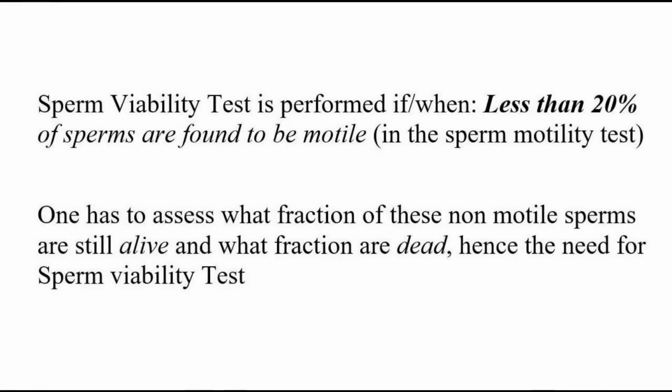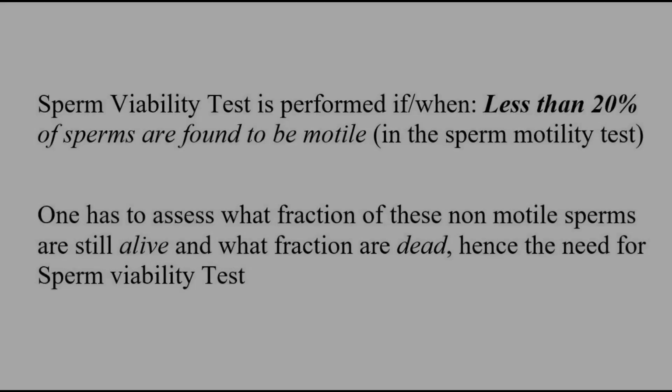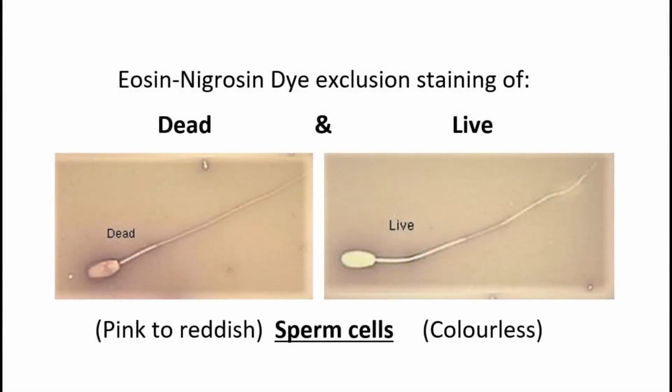In the sperm motility test, if non-motile sperms are found, one has to assess what fraction of these non-motile sperms are still alive and what fraction are dead. Sperm viability test is therefore used to determine if non-motile sperms are alive or dead. This particular test is applicable in cases where the motility of the sperms is drastically low, that is less than 20%.